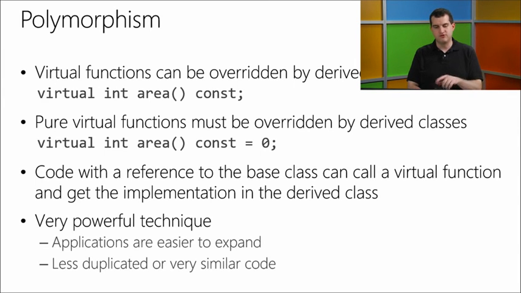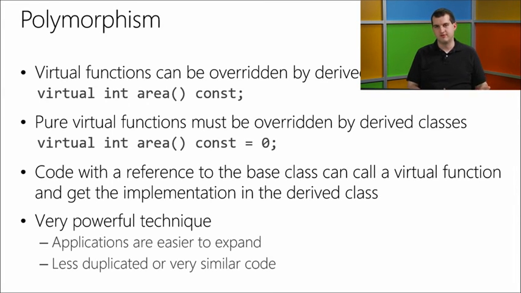But with virtual functions, it doesn't know, because if you have a reference to a shape, you could pass in a triangle or you could pass in a rectangle. And so it defers that decision until runtime. It actually looks at it and says, this is a triangle object, I'll call the triangle implementation of area. Or, this is a rectangle, I'll call the rectangle implementation.